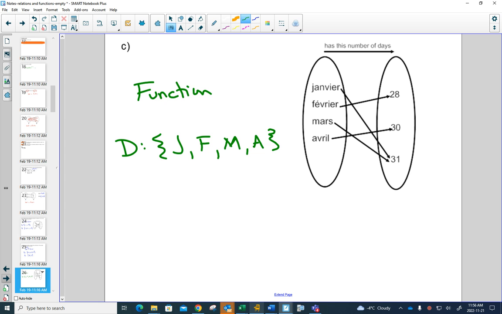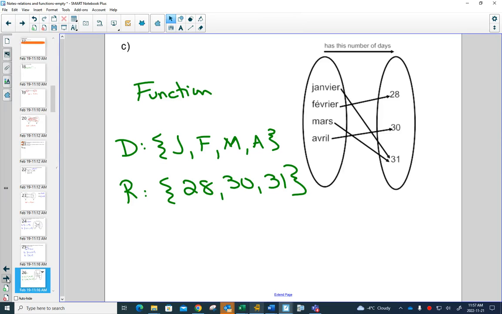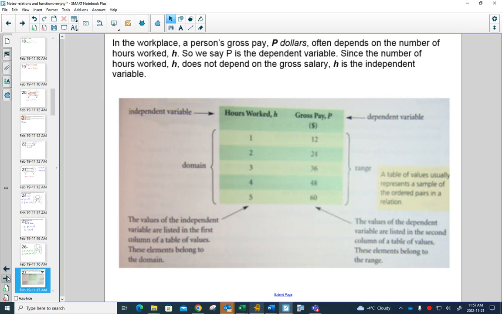And then the range. We're going to do 2 more. We're going to do example 6 and 7 and then stop. Here we go.